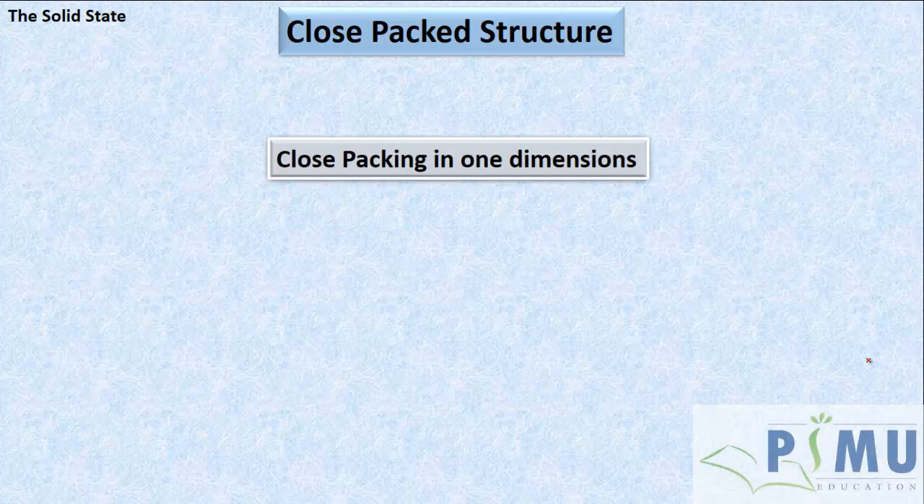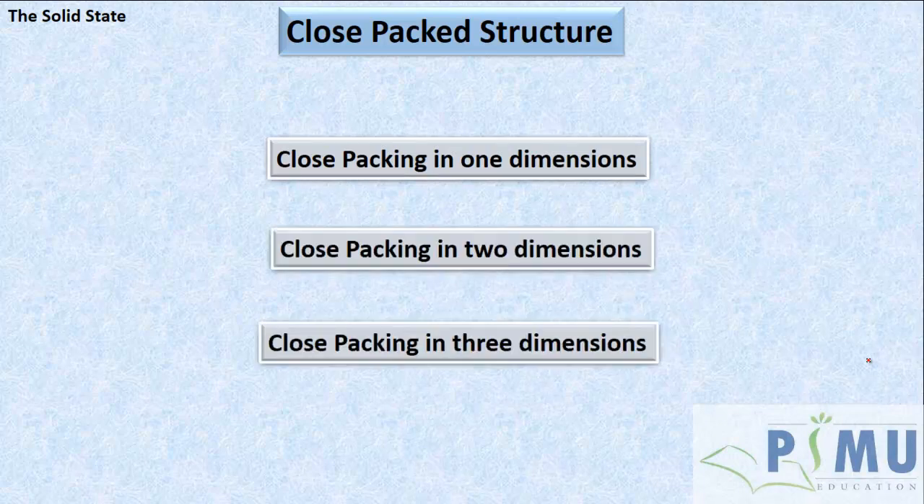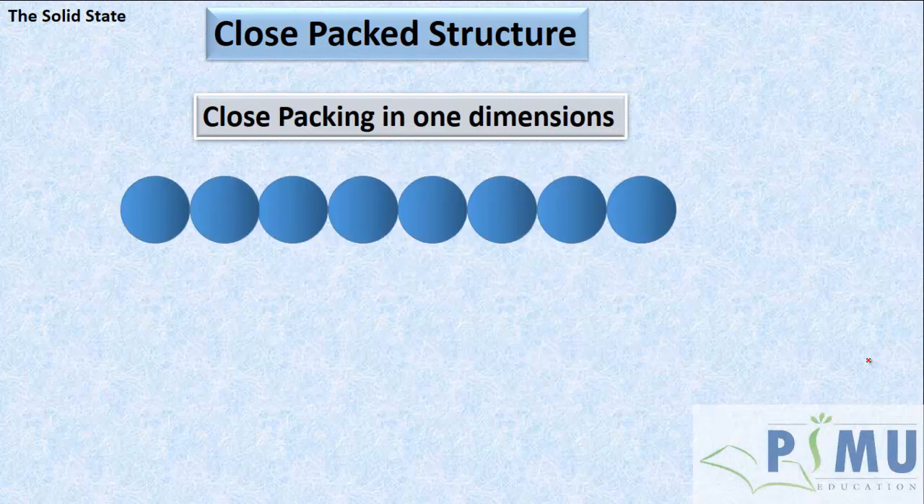Before understanding the packing of the constituent particles in three-dimensional structure, we should know about the arrangement of the constituent particles in 1 dimension, 2 dimensions, and 3 dimensions. First, let us see the close packing of the constituent particles in 1 dimension. This is how the constituent particles arrange in 1 dimension. Each constituent particle has 2 neighboring particles, right? If you consider this constituent particle, it is surrounded by 2 neighboring particles.